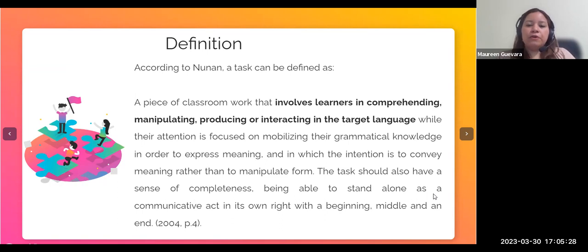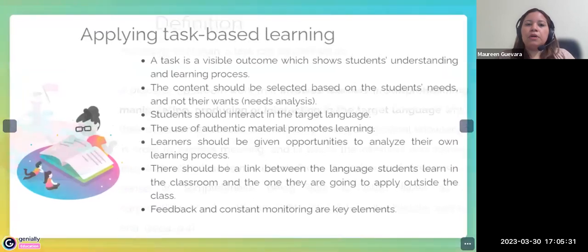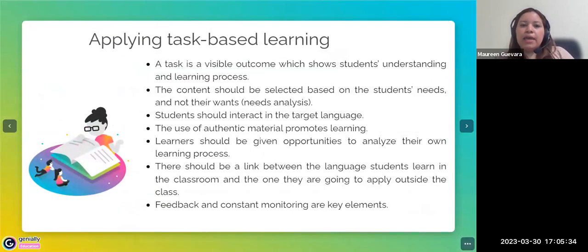Something that is also very important and that we need to remember is that the task-based approach has a visible outcome, which allows us to check if our students are understanding, if they are really learning. Can our students describe past activities? Can they describe their future plans? Can they talk about themselves? More than the use of the language, it is whether they know how to use it in different contexts.